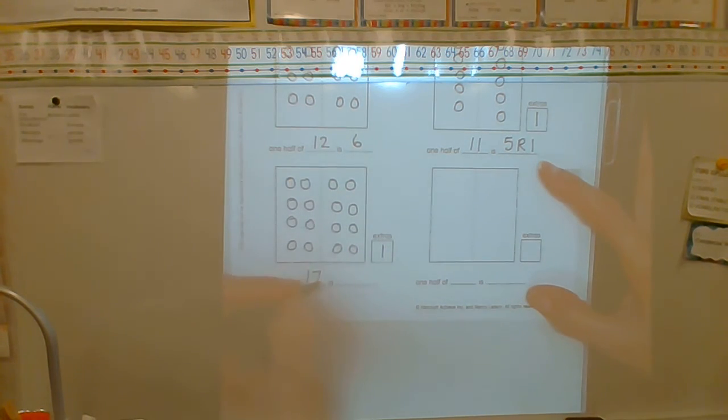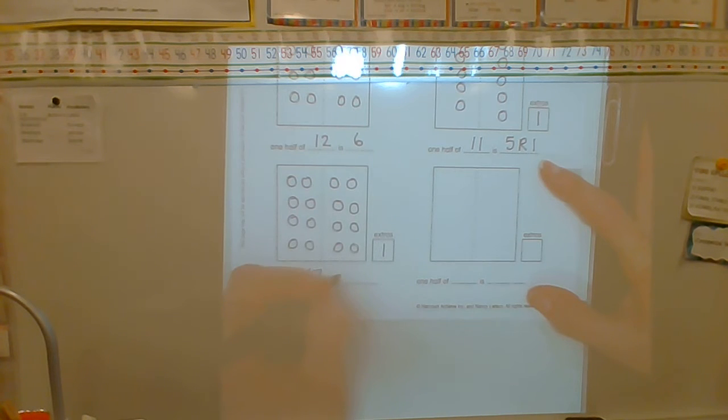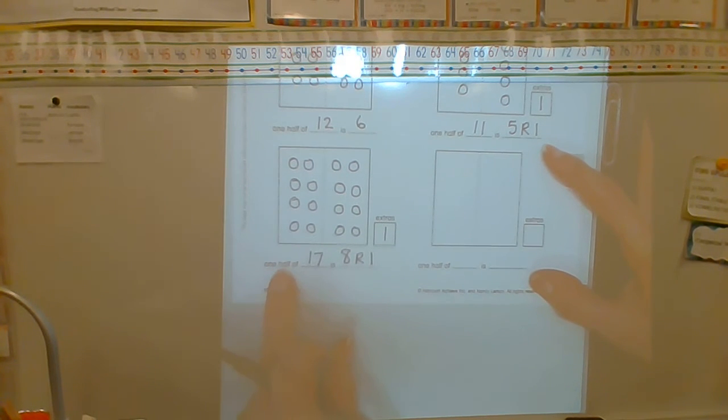And remember, we write it like this. 1/2 of 17 is 8, remainder 1. Read it with me. 1/2 of 17 is 8, remainder 1.